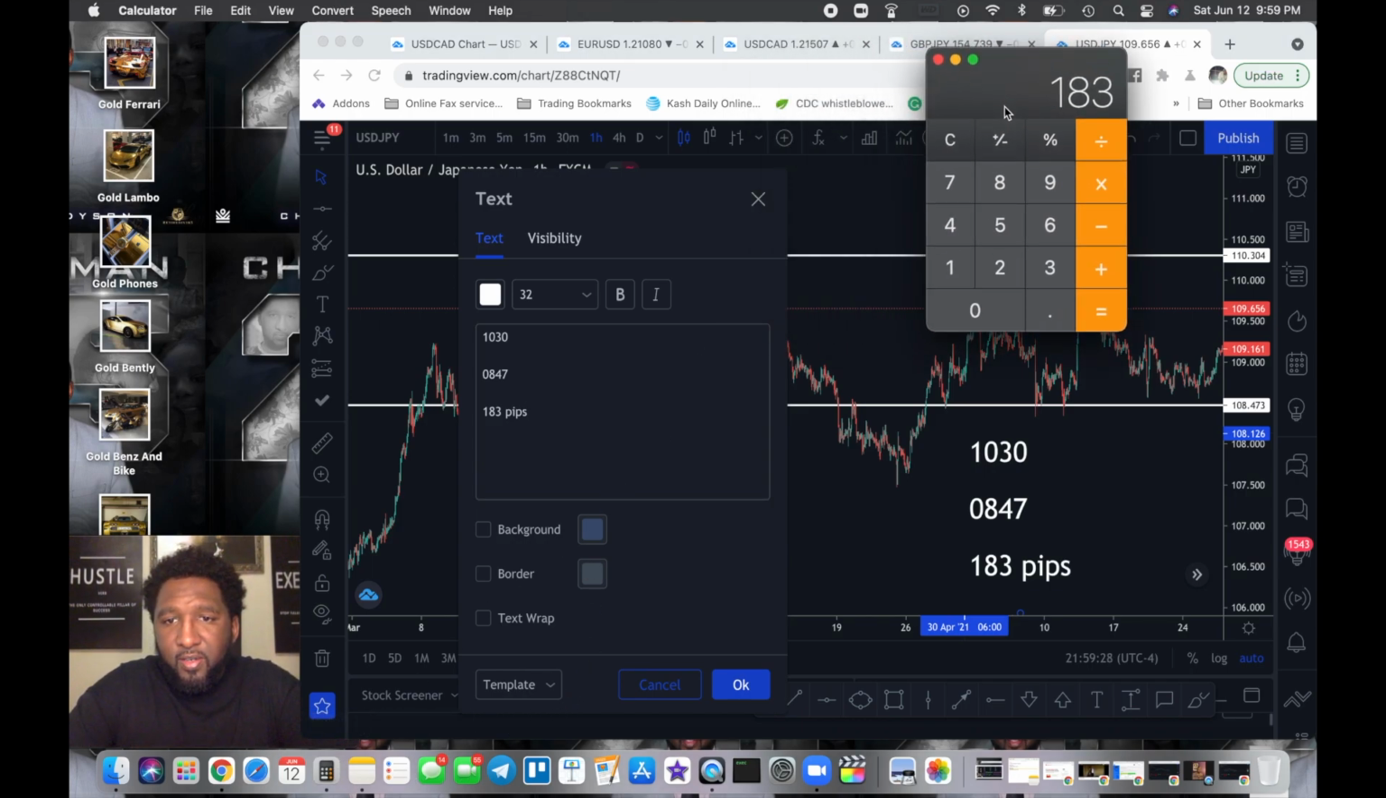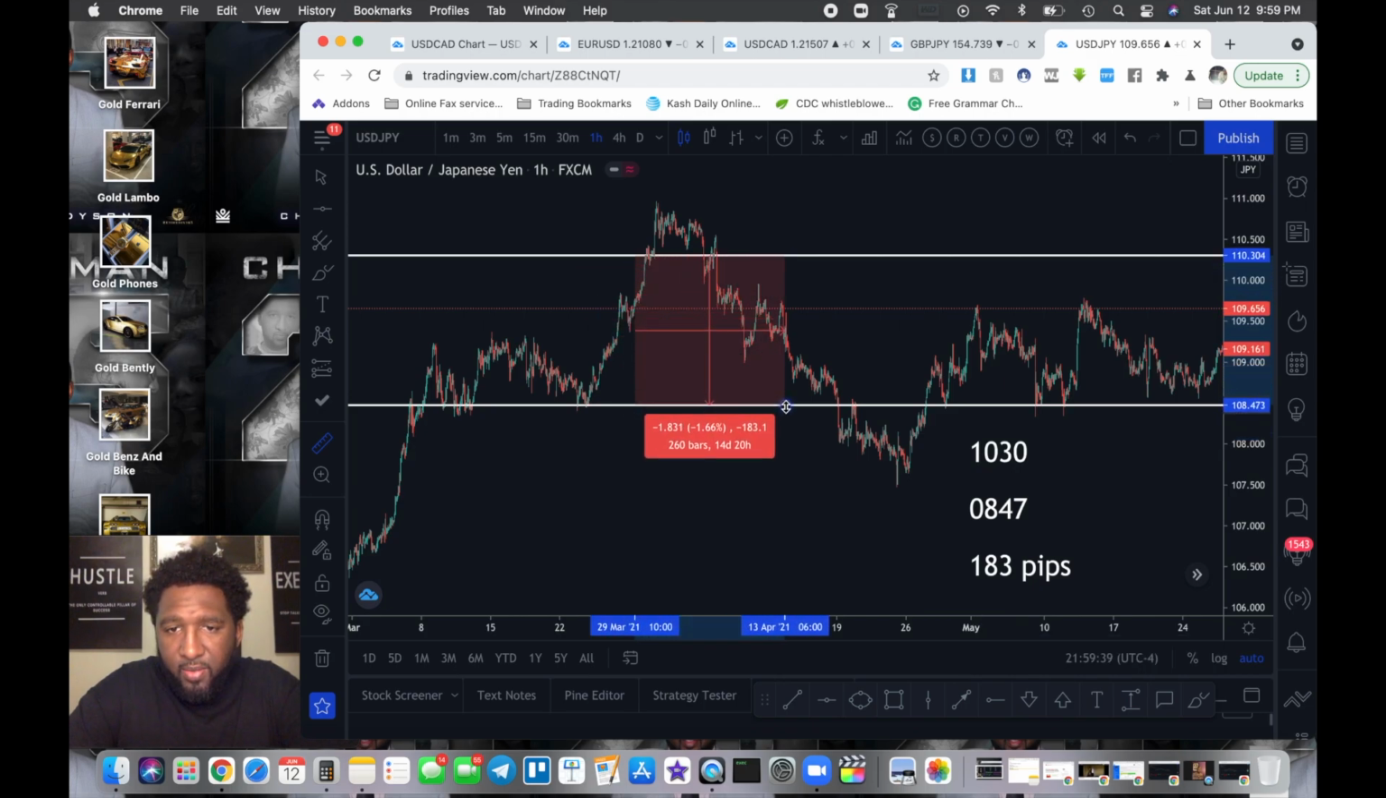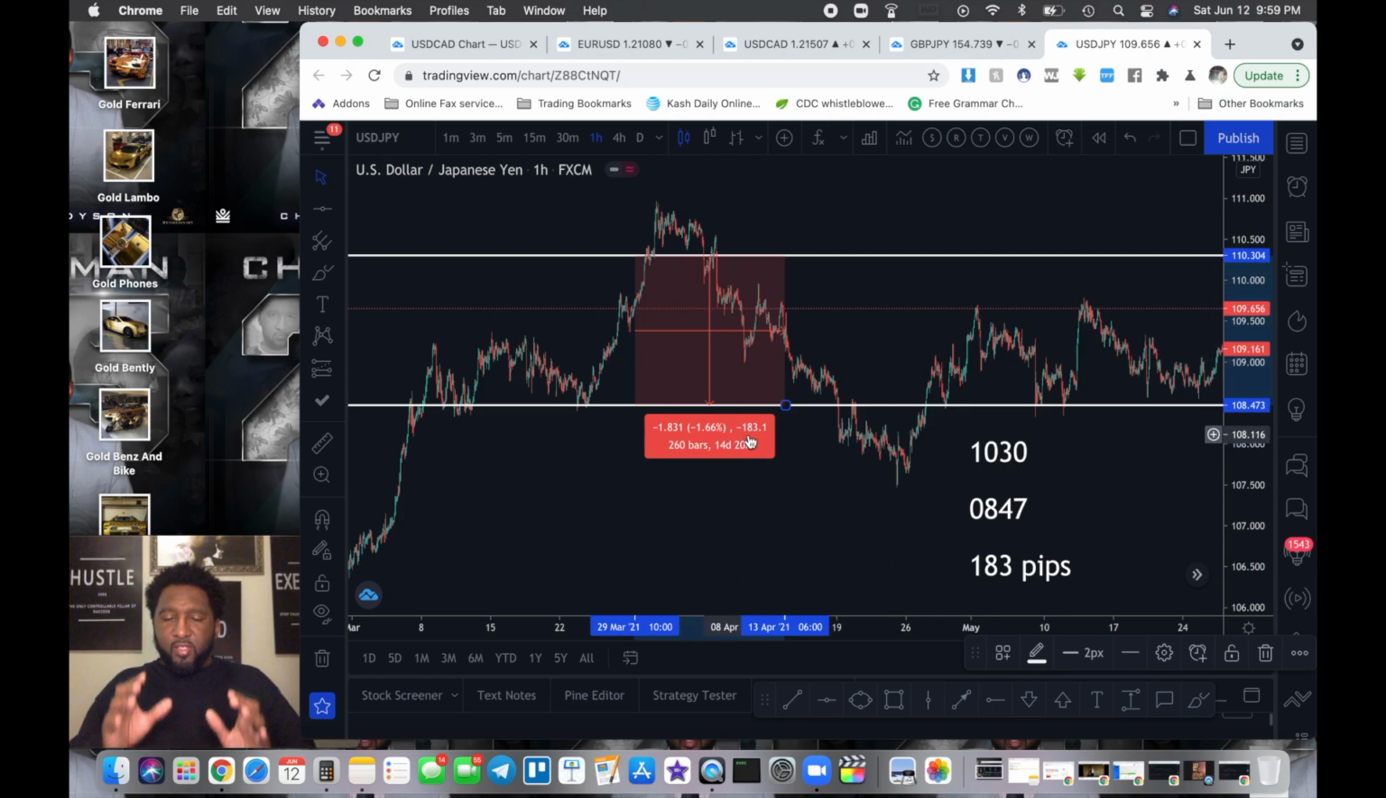Now, let's go ahead and pull up a ruler on TradingView and see the distance between these two lines. It should be somewhere close to 183 pips. And what do you see there? 183 pips. You see, it's really simple to figure out the distance between two lines.